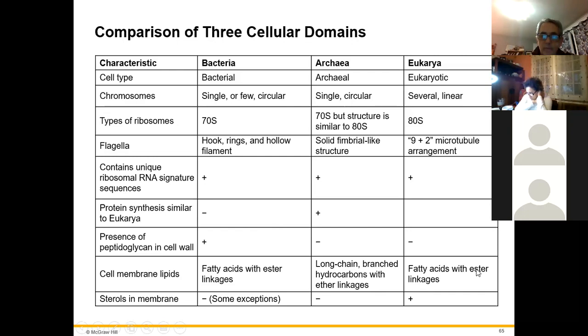Eukaryotes have fatty acids with an ester linkage. Sterols in the cell membrane: usually bacteria do not have sterols in their cell membrane. We mentioned the mycoplasma, a very small bacteria that has sterols in its cell membrane. Archaea do not have sterols in their cell membrane. Eukaryotes do have sterols in their cell membrane.